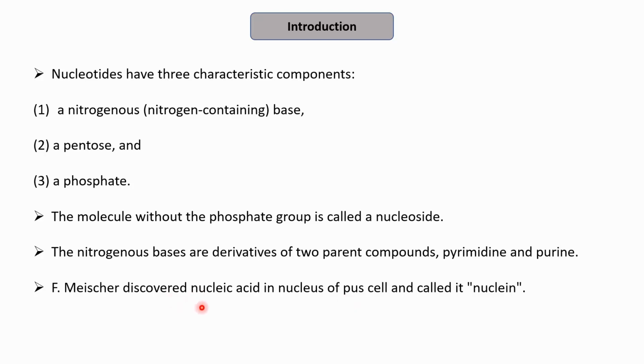F. Miescher was the first who discovered the nucleic acid in the nucleus of the pus cells, and he named it nuclein. Then the term nucleic acid was later coined by Altman. So this was the basic introduction about what nucleotides are and what a nucleic acid is.